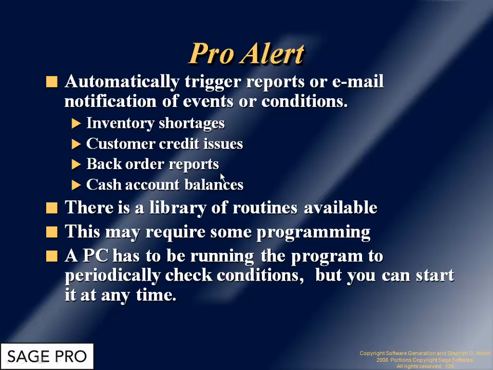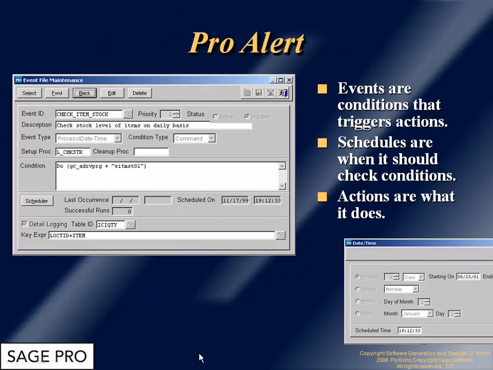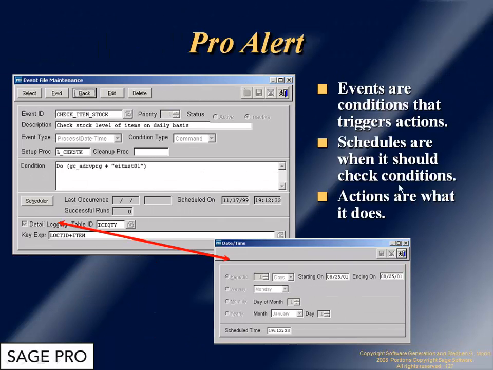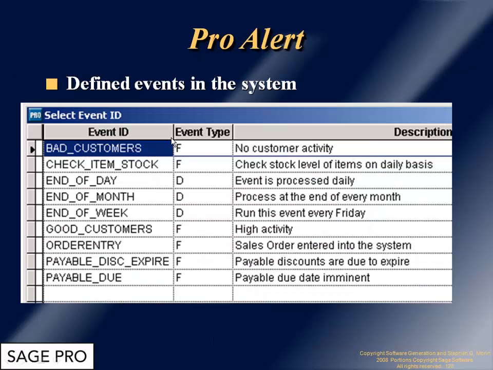An event can be a time, something happening in the system, all kinds of things can be events, and then take some action based on that event. This usually requires some programming to use it. Since I don't think anybody here is using ProAlert, we are not going to spend time on defining what the events and conditions are. Here we've got to check stock level on a daily basis. It runs at a certain time. And here's some events that could happen: end of day, end of month, whatever, timing.